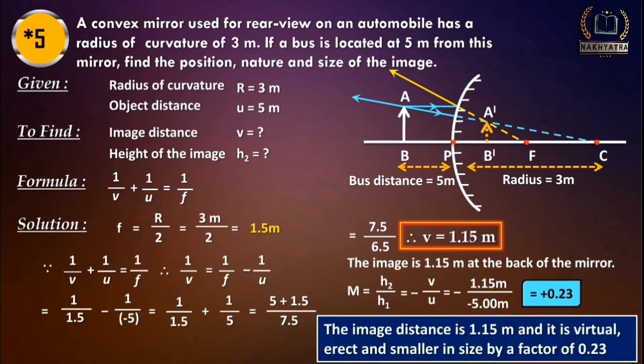So the image distance is 1.15 meter and it is virtual, erect and smaller in size by a factor of 0.23. So I hope you all are clear now.